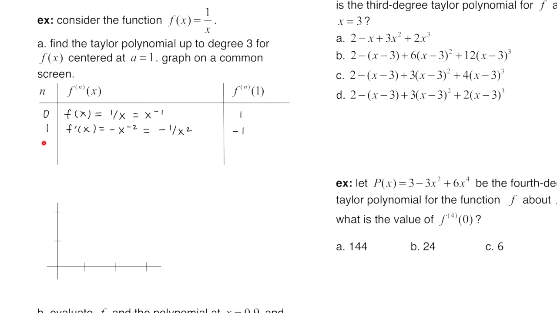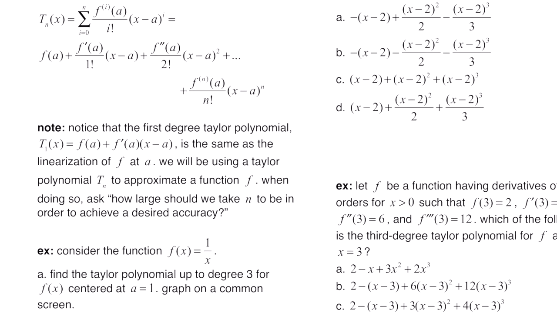Next we're going to let n equal 2. So next we find the second derivative, so we're going to bring this negative 2 and multiply it to the negative 1 in front, and then subtract 1 from the exponent. So we end up getting 2 divided by x cubed. And when we plug in 1 for x, we get 2. Since we want to find the Taylor polynomial up to degree 3, that means we're going to let n equal 3 and do this one more time. And then we'll rewrite this as negative 6 over x to the 4th. And when we plug in 1 for x, we get negative 6.